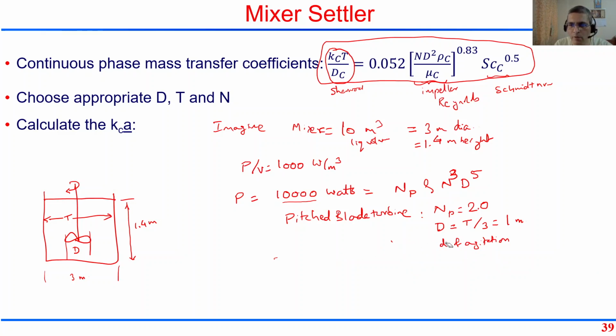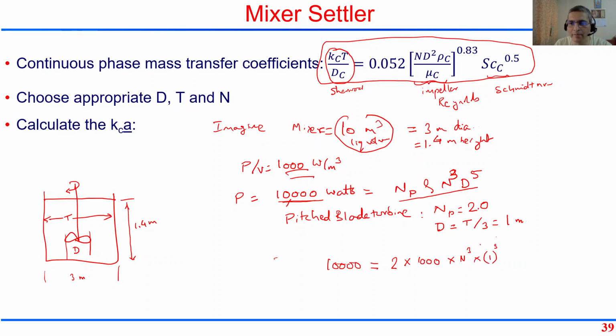So we want to dissipate 1000 watts per meter cube. 10 meter cube is the liquid volume. So the total power I want to deliver to the liquid is 10,000 watts. This is going to come from the impeller agitation. So 10,000 is equal to NP, the power number, which we said is 2, times rho, which is 1000 since the continuous phase is water, times N cube, and the 1 meter diameter impeller raised to power 5. So N cube is going to be equal to this. N is going to be about 1.7 revolutions per second, which is approximately 100 revolutions per minute.